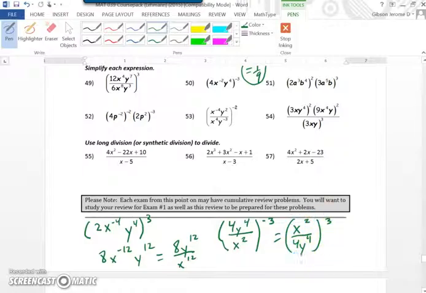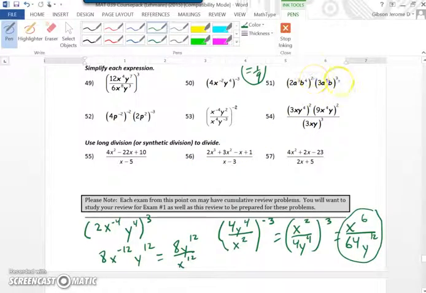So now we can take everything to the 3rd power. This will give us x to the 6th. 4 to the 3rd power is 64. And y to the 4th to the 3rd is y to the 12th. And that is the final answer for 50. Now we want to go on to 51.